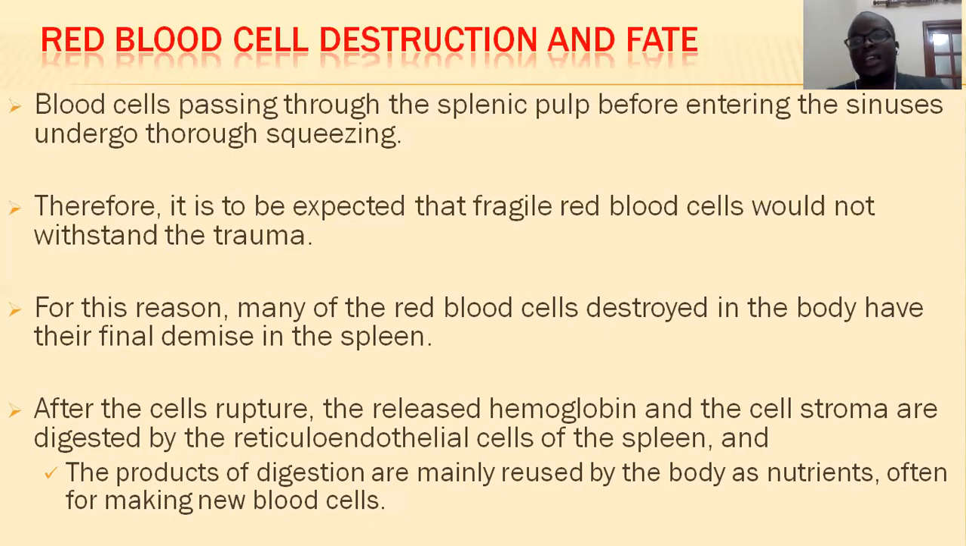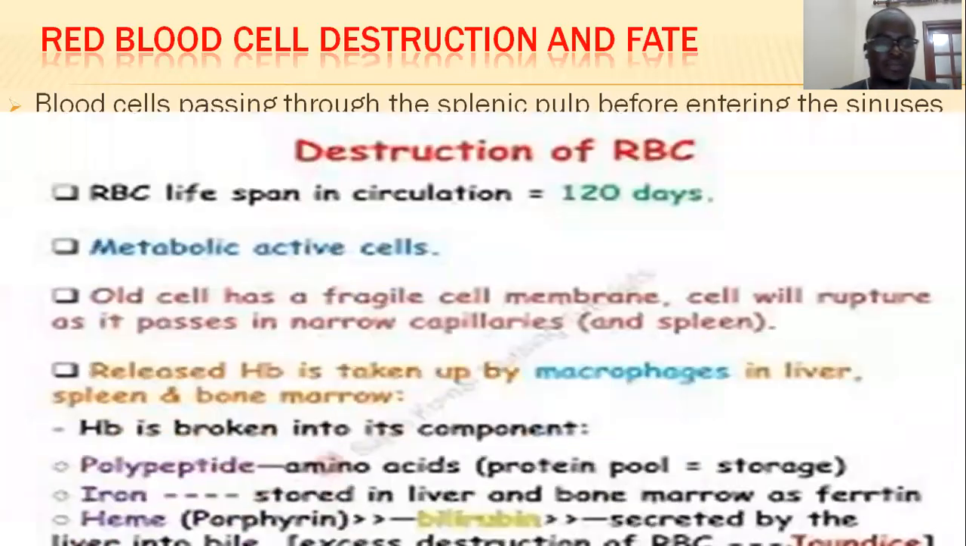For instance, the iron that is coming from the heme group will be recycled for the production of more red blood cells. And the amino acids that are coming from the globin polypeptide chain can also be reused for more production of hemoglobin later on, and also production of other proteins needed by the body.